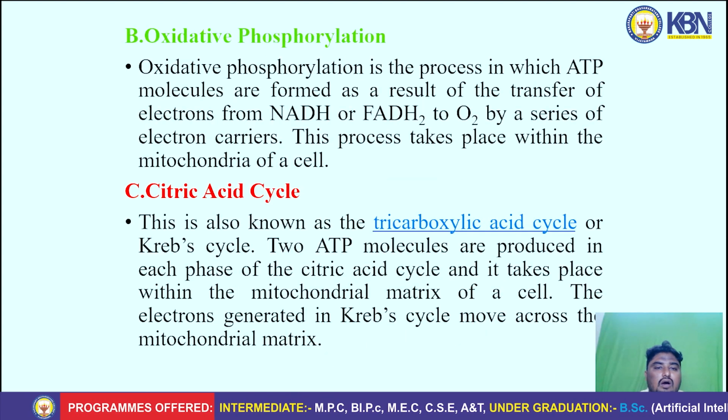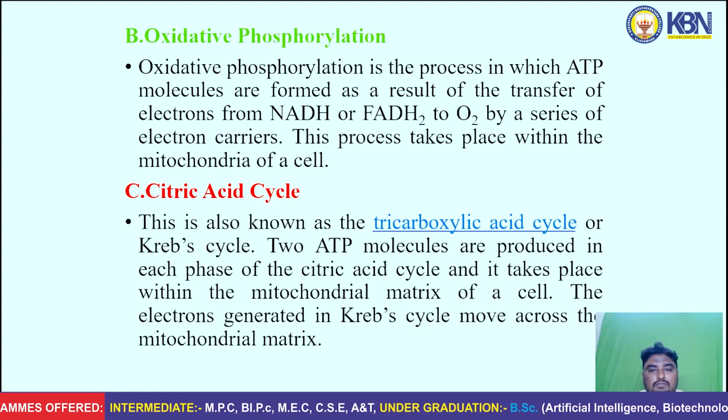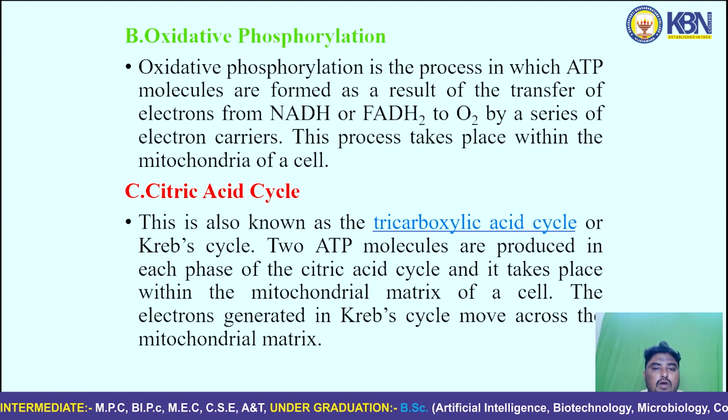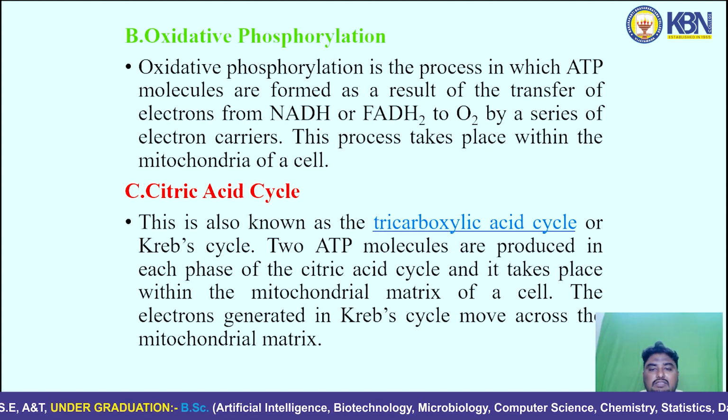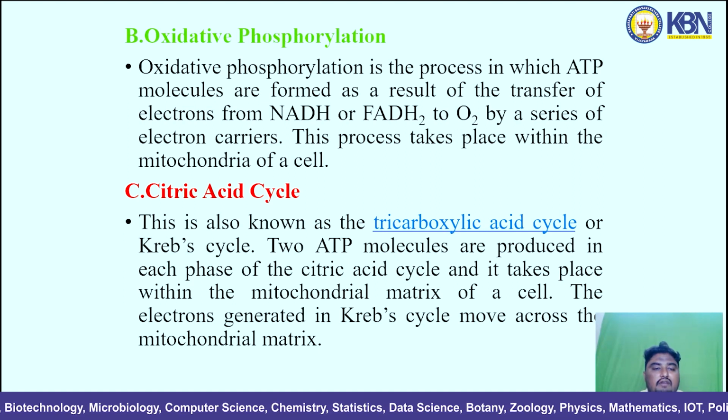The second one is oxidative phosphorylation. Oxidative phosphorylation is the process in which ATP molecules are formed as a result of the transfer of electrons from NADH or FADH to O2 by a series of electron carriers. This process takes place within the mitochondria of a cell.